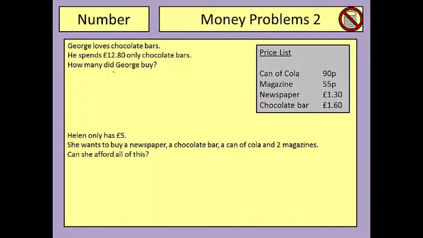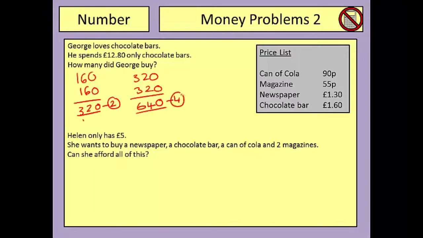Okay, so George spends £12.80 just on chocolate bars, and each chocolate bar costs 160p or £1.60. So if I add these two together, I'm going to work out the cost of 2 chocolate bars, which is 320p. Now just to remind myself, that's the cost of 2. What I'm going to do now is take my 320 and work out 2 lots of that. So that's going to give me 640p, or £6.40, and that's the cost of 4 chocolate bars.